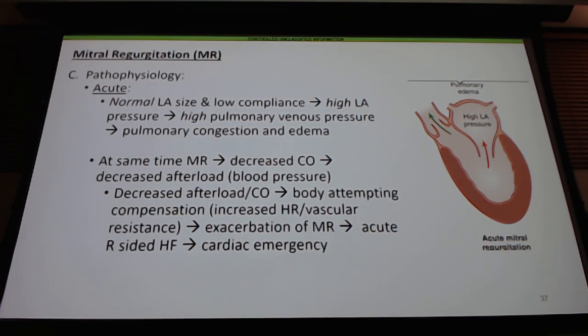And the pathophysiologic changes that we see in the acute, because of that quick rise in pressure, quick rise in volume, that's going to quickly translate to the pulmonary circulation, which is going to lead to pulmonary congestion and edema. So they're going to have those pulmonary symptoms pretty rapidly. But then also you're going to have that rapid onset of decreased cardiac output. So now they're going to be symptomatic of heart failure.